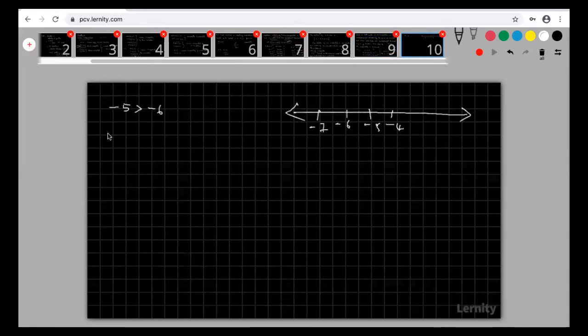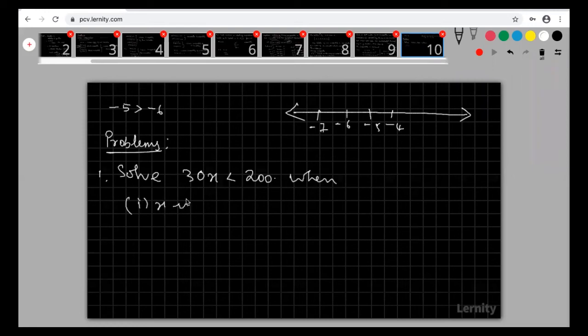Now come to the problems. We'll discuss some problems, you will get an idea. Solve. First problem: 30x less than 200, when x is a natural number. Second one: x is an integer.